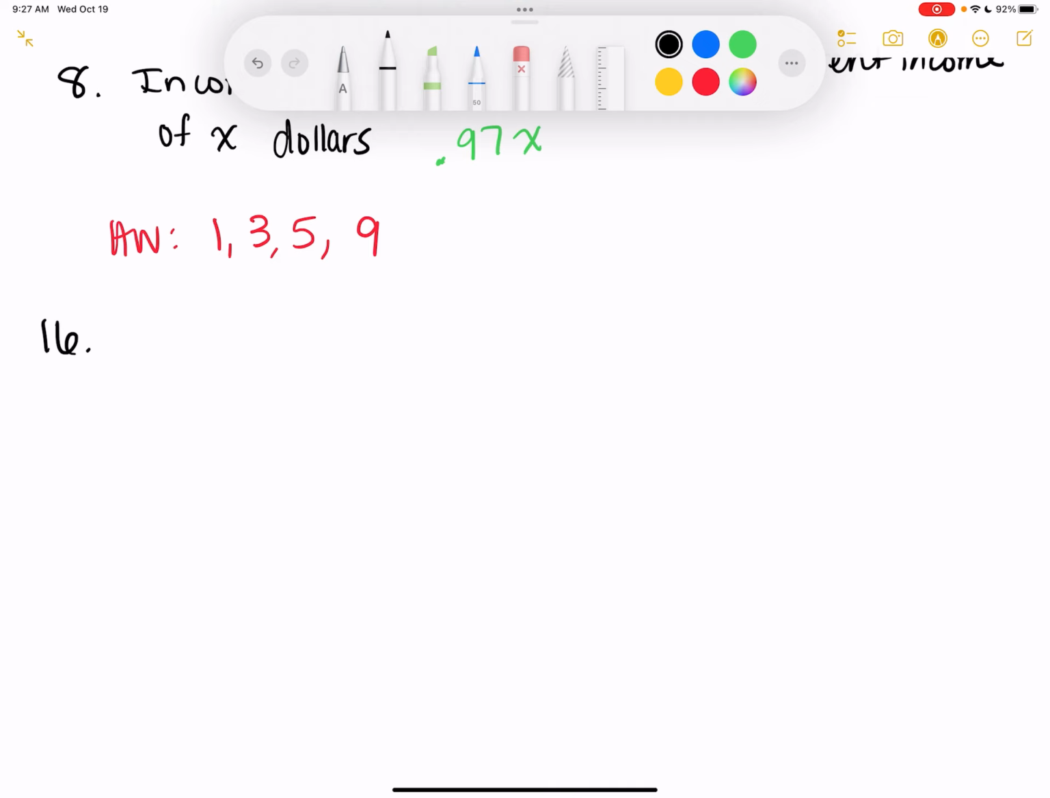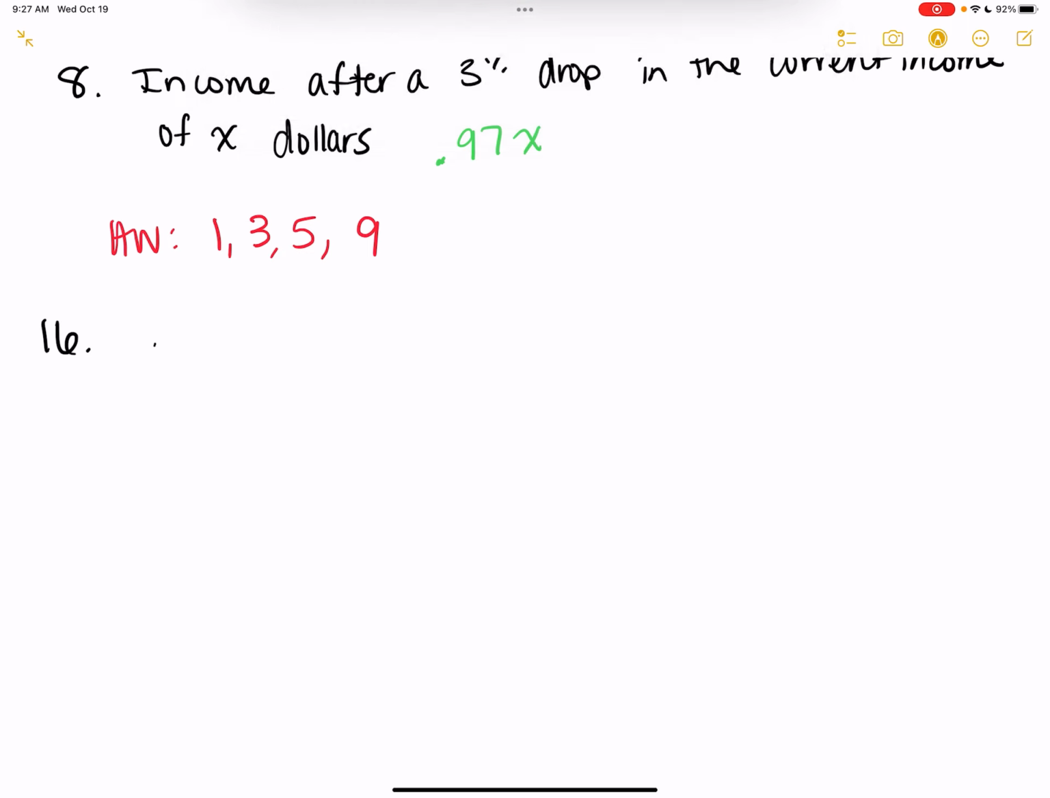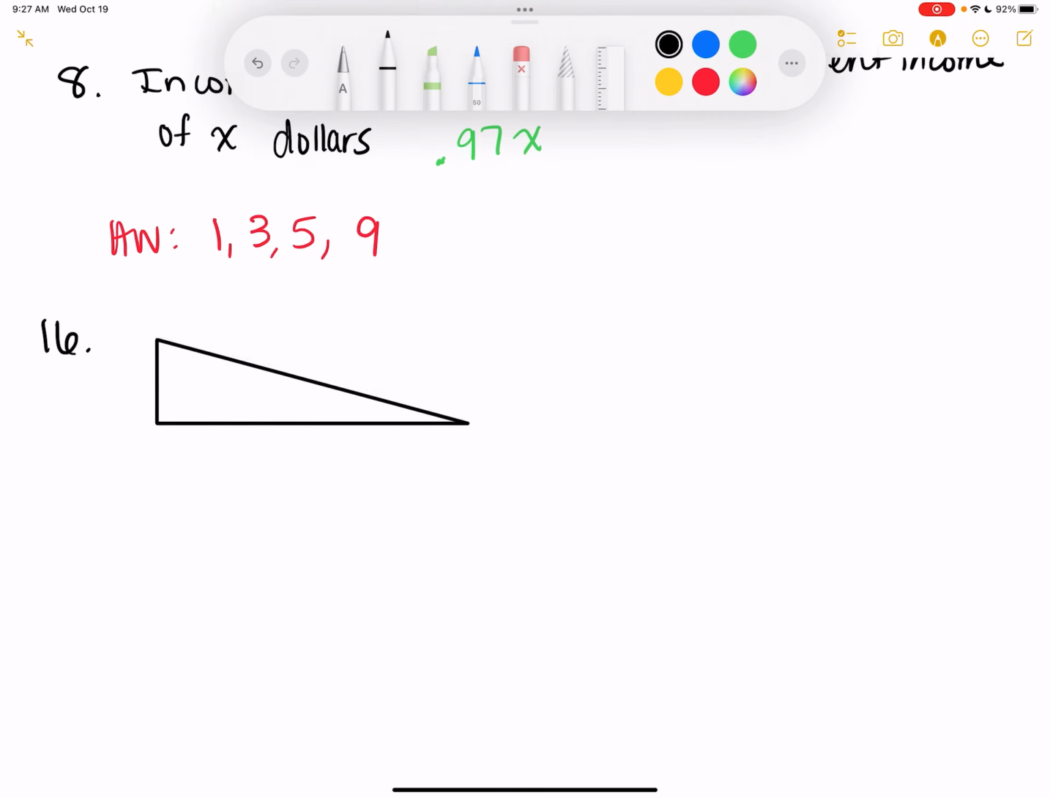Number 16. One leg of a right triangle is twice as long as the other. Write the length of the hypotenuse as a function of the length of the shorter leg. Okay, so we've got a right triangle. One leg is twice as long as the other, so we're talking about the legs, not the hypotenuse. We're going to call this height h, and the other leg is twice that, so this one would be 2h.